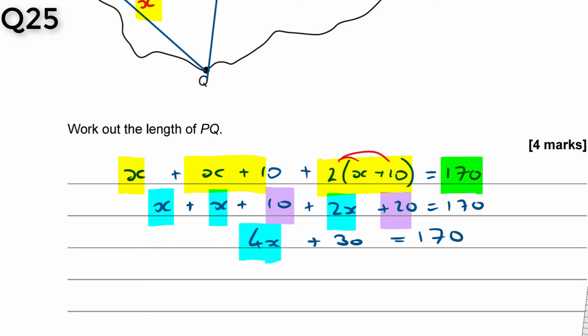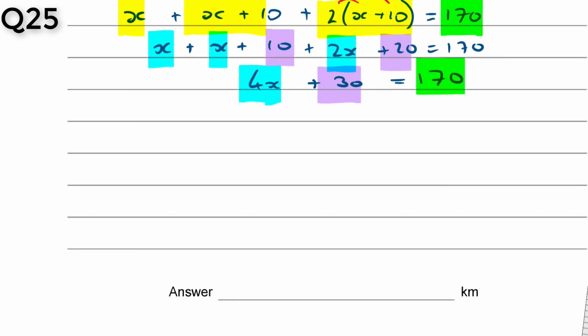So that was all my blue ones. That was all my purple ones. And that was the one I had before. Okay, so 4x plus 30 is equal to 170. Now I've got a linear equation in x. I can go on to solve it. Let's subtract 30 from both sides to start with.